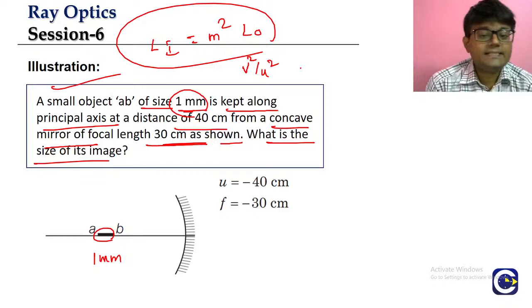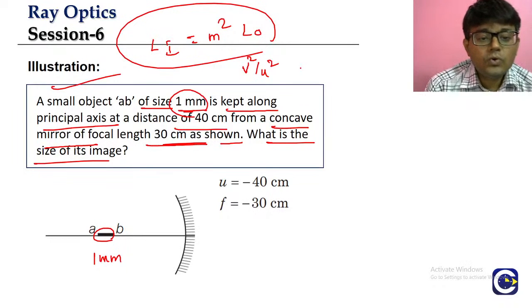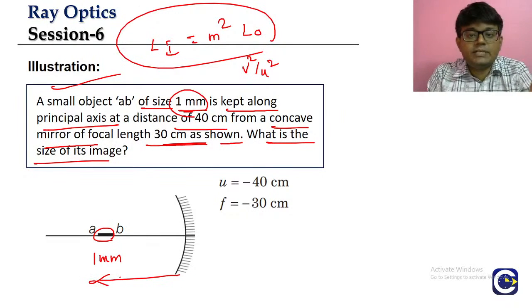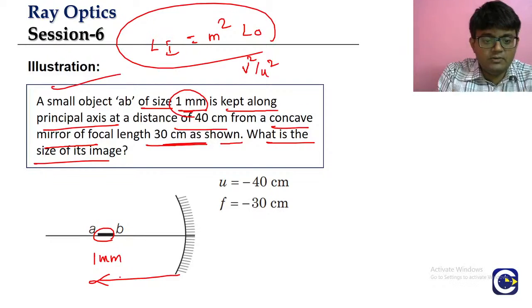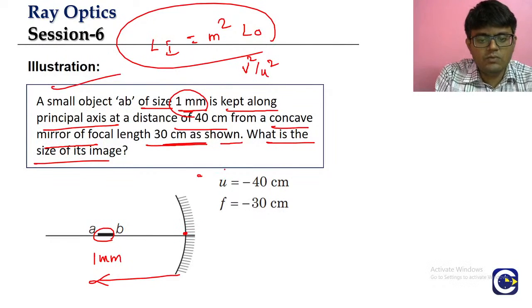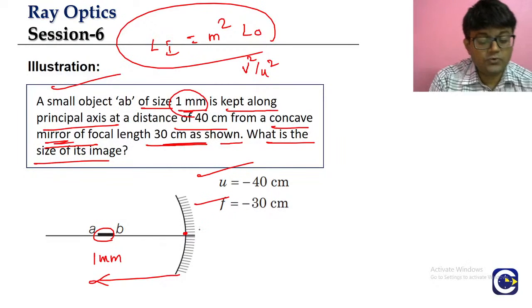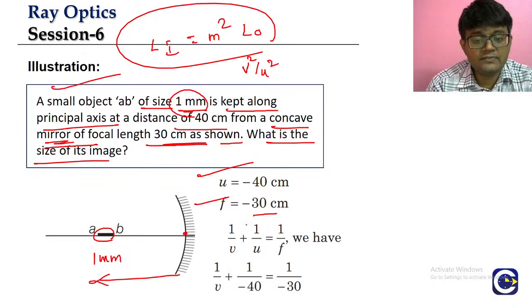So look at this, guys. What is the U? Minus 40. Why minus 40? Because our convention says we will keep the object in front of the mirror, and the distance will be measured from the pole. We are measuring the distance to the left. So U will be negative. What about the focal length? It's a concave mirror, so focal length will be negative. Now what is the equation we have?